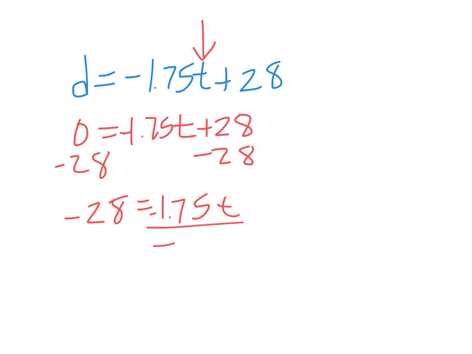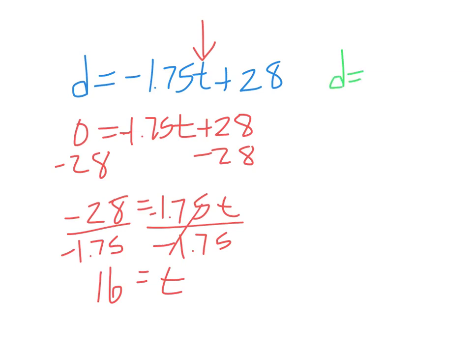And then I just divide by negative 1.75. What's 28 divided by negative 1.75? Negative divided by negative is a positive. 28 divided by 1.75, you should get 16. So that's if we were to take the stairs.